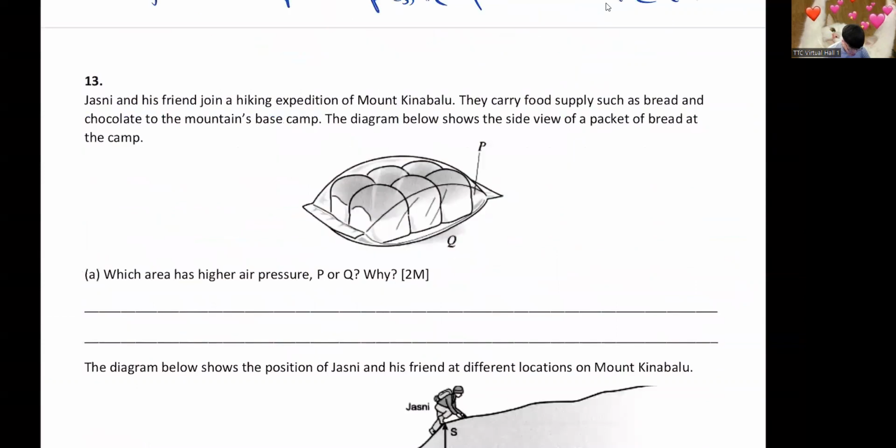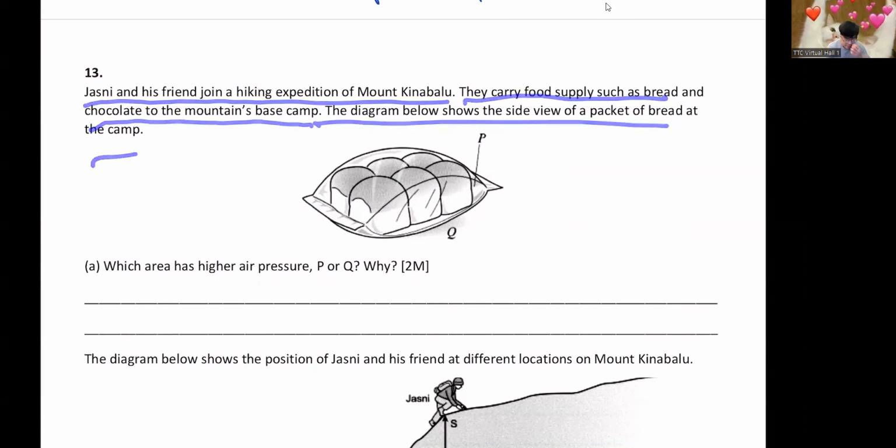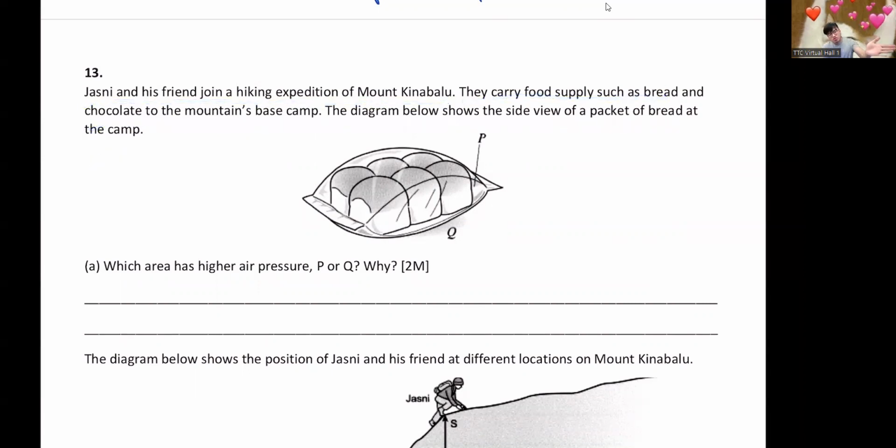Okay, anyway, so number 13. Jasny and his friend join a hiking expedition of Mount Kinabalu. They carry food supplies such as bread and chocolate to the mountain's base camp. The diagram below shows the side view of a packet of bread at the camp. So this question actually we did last year, but I doubt you remember. Anyway, let me quickly explain this again.